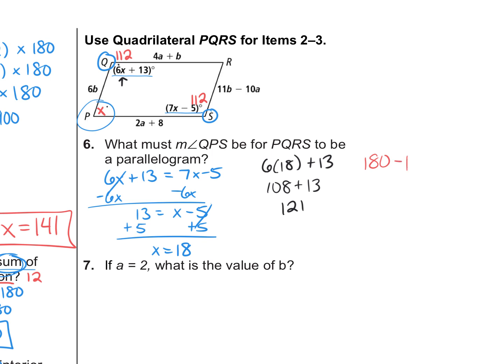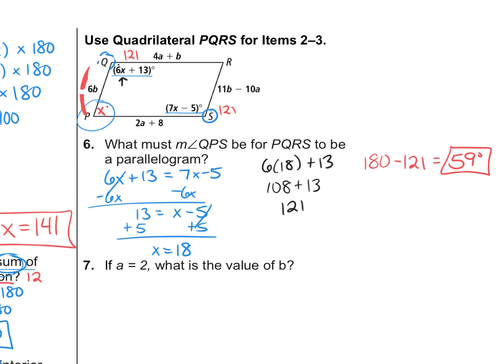So 180 minus 112 is... it's not 112. Thank you. It's 121. Sorry. So subtract 121 from 180 to give us 59. Okay, so angles that aren't the same add up to what? 180. And opposite angles are equal. Okay. Any questions on number 6 before I erase the picture?